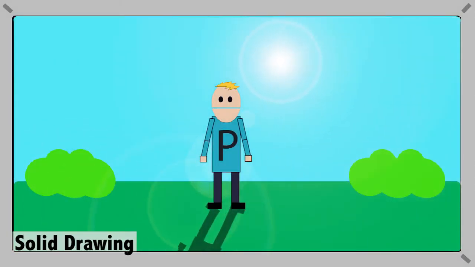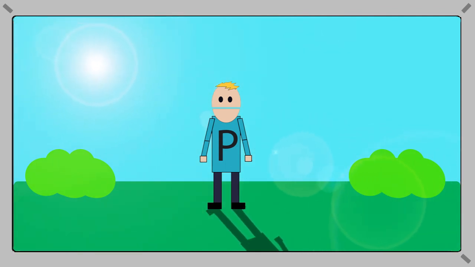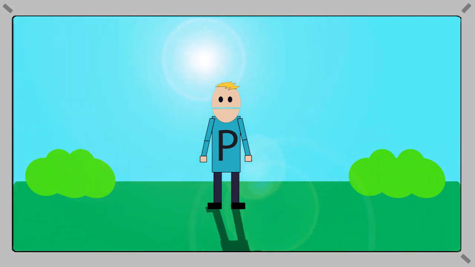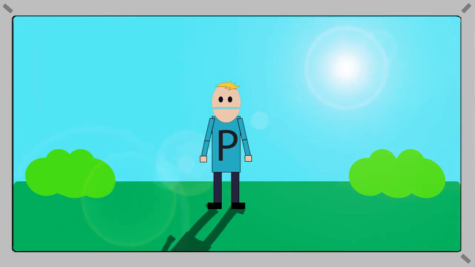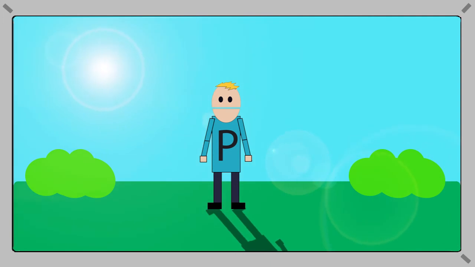Solid drawing means taking into account forms in three-dimensional space. As you can see, Philip is standing in the middle of the screen and the sun is behind him. The sun is moving and giving Philip a shadow, and reacting to where the sun moves, the shadow moves.